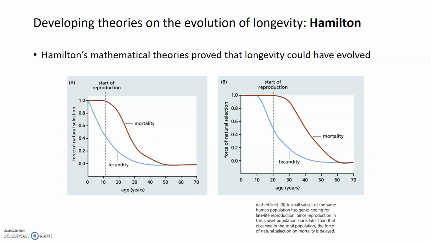By acting on these long-lived or late-reproducing populations, the forces of natural selection aren't able to act, and their effect on mortality is actually delayed by about 10 years. And so it's possible that longevity evolved in this way, right? With all of the genes involved in late-life reproduction being selected for, pushing that lifespan further and allowing longevity to evolve.